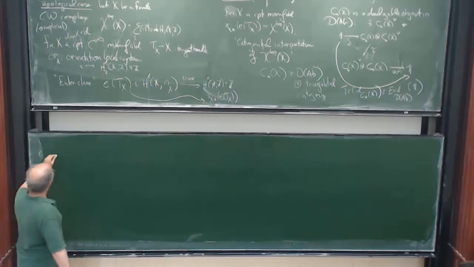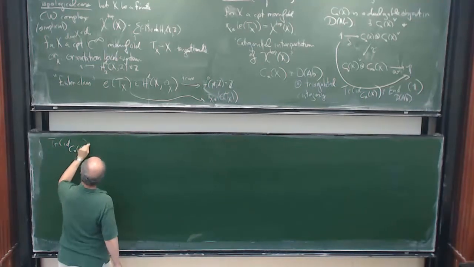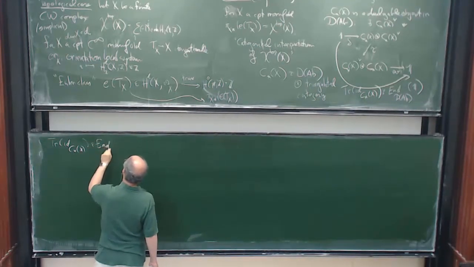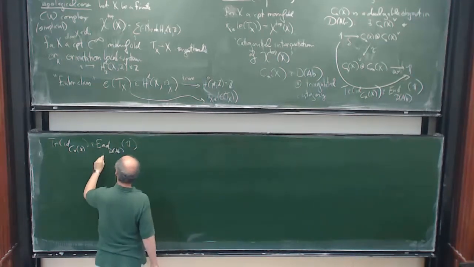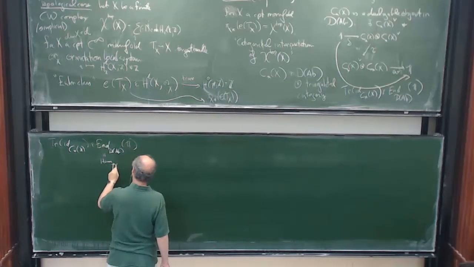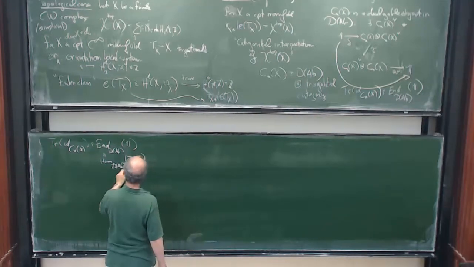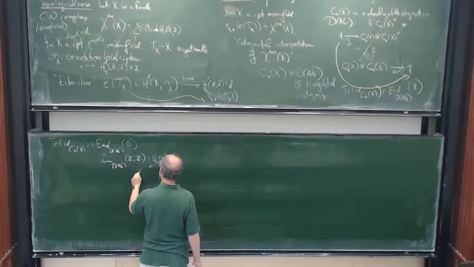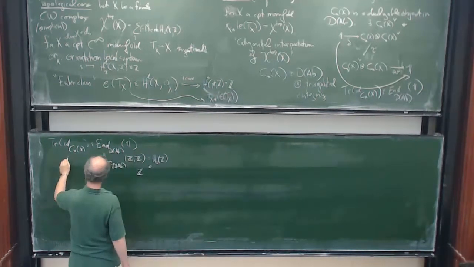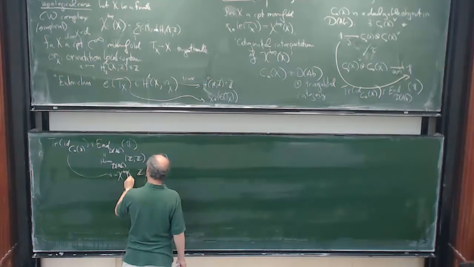And where does this trace of the identity live? It lives in the endomorphisms of the unit object. And this is just Hom of the complex Z in degree 0 to itself. And this is just H0 of this complex, which is just Z. And so you get an integer, and what integer is it? Well, it's equal to the Euler characteristic of X.